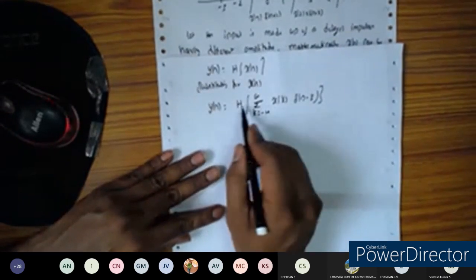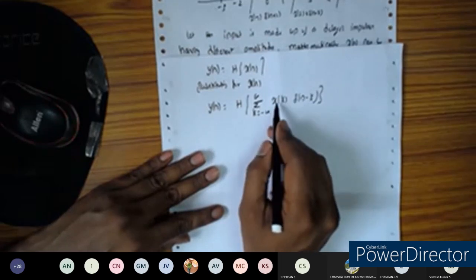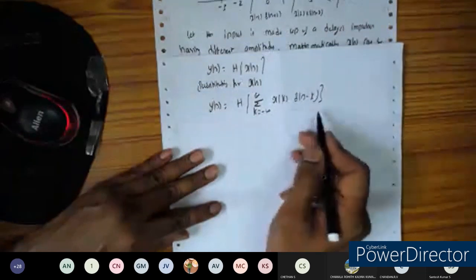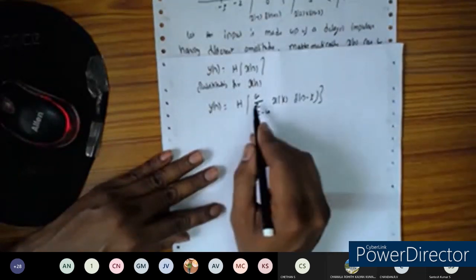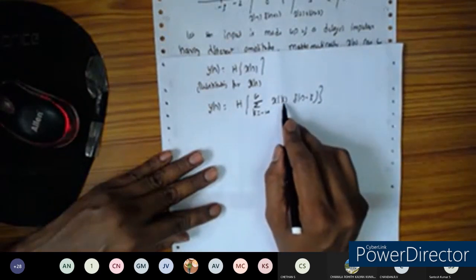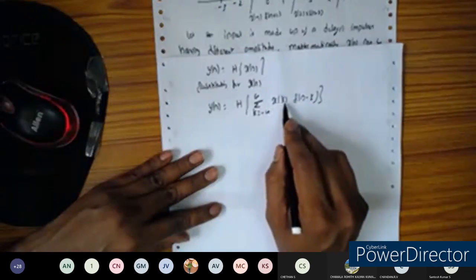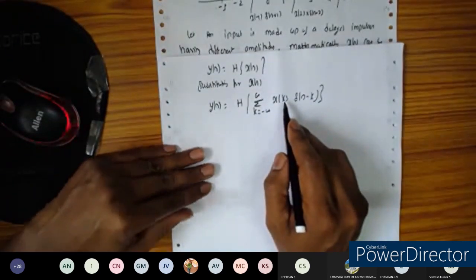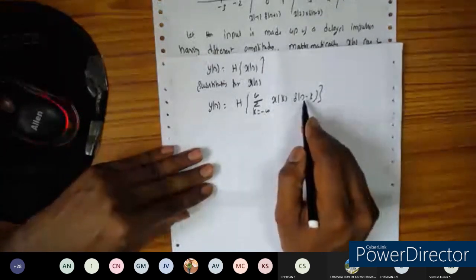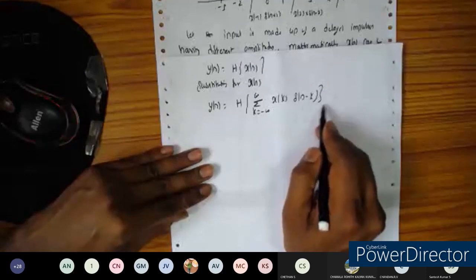Now I'm applying the system operator H. The system operates on terms that are in terms of n, because the output is y of n. Since x of k is not a function of n, we treat x of k as a constant. In delta of n minus k, n is present, so for this we apply the properties of linearity and time invariance.